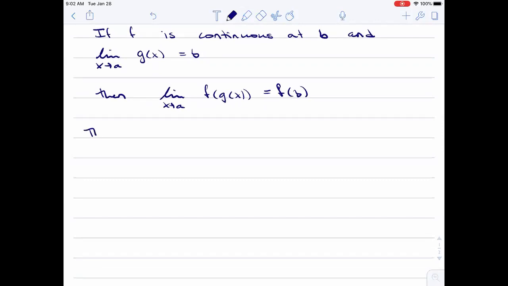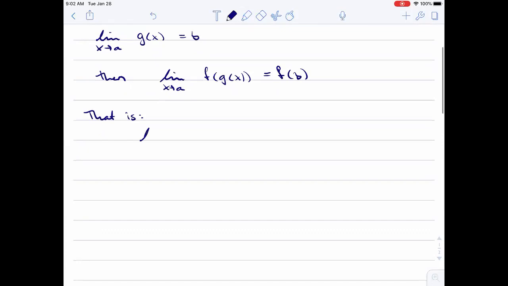So that is to say that the limit as x approaches a of f of g of x is the same as f of the limit as x approaches a of g of x.